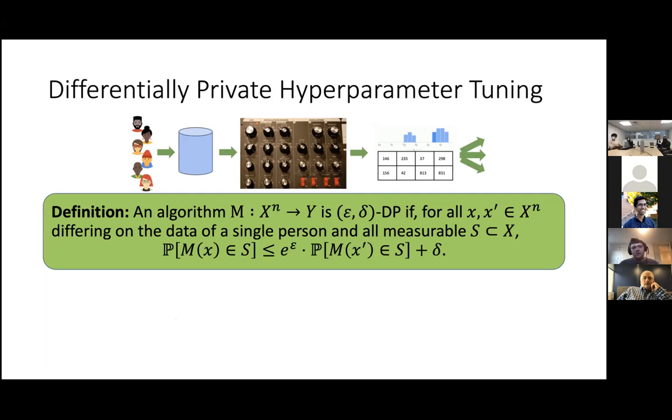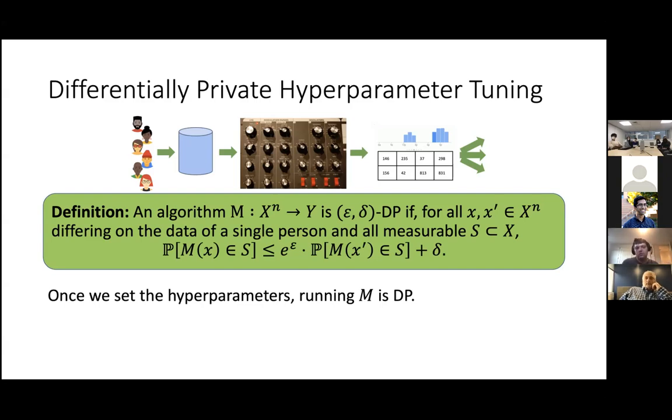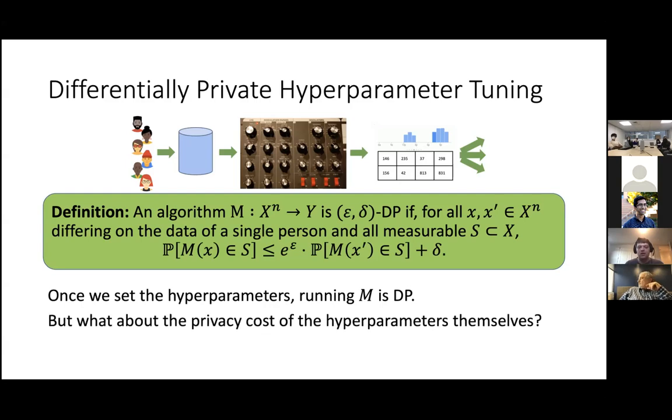Okay, so I assume everyone in this audience has seen the definition of differential privacy before. Was that a question? No, okay. So what we're going to assume again is that once the hyperparameters are set, then the algorithm is differentially private and we'll have some precise guarantee. That's outside the scope of this work. We're assuming you've already done that. But the question is just what is the privacy cost of those hyperparameters, what is the information encoded in those.